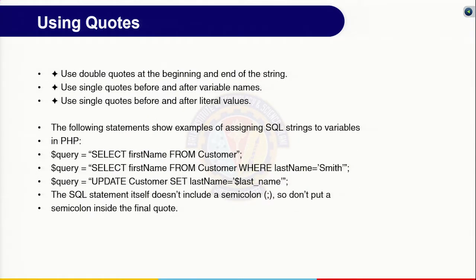When we send queries to the SQL server, we have to be very careful in the usage of quotes. You have to use double quotes at the beginning and end of the string. For variable names or literal values, you have to use single quotes. So the query is enclosed within double quotes. Here you have a variable value, so this particular value is enclosed within single quotes and the entire query is enclosed within double quotes. Similarly goes for the variable names and literal values. The SQL statement does not include a semicolon, so don't put a semicolon inside the quotes.